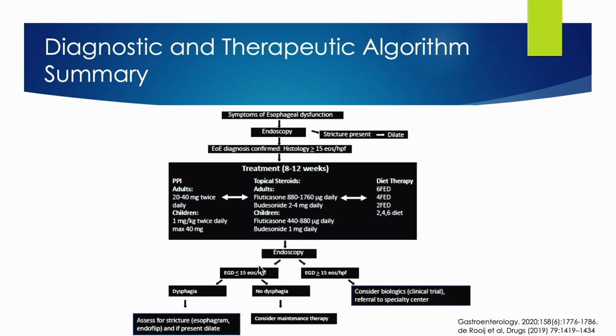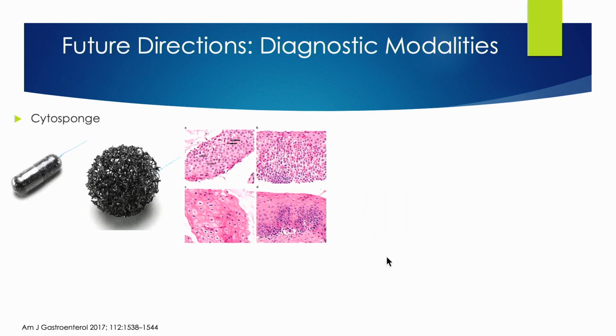And if there is histologic remission, but there's still dysphagia, then we recommend assessing for the possibility of a subtle stricture or dysmotility. If there is no dysphagia, then one could consider the pros and cons of maintenance therapy. And if neither of these work, then looking for other causes or consideration of biologics.